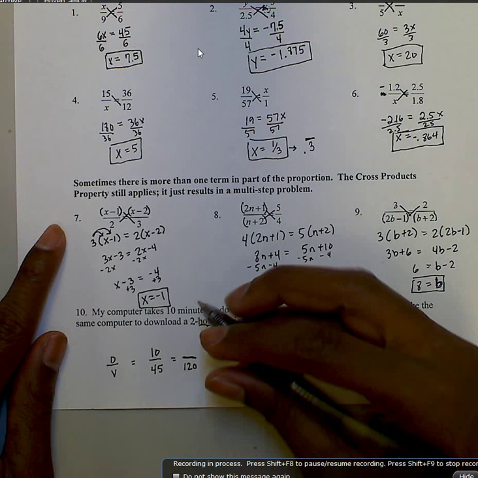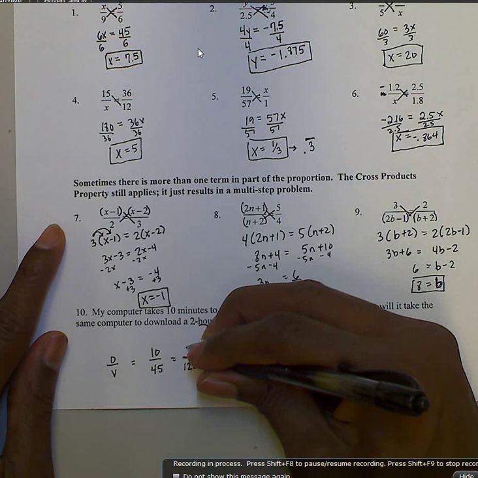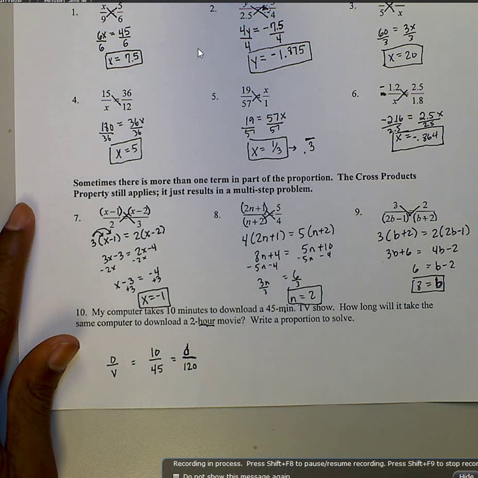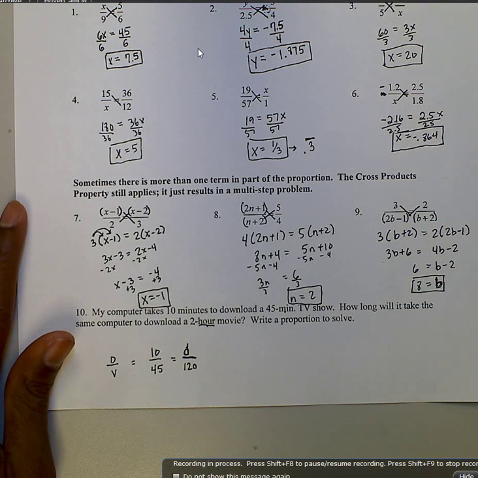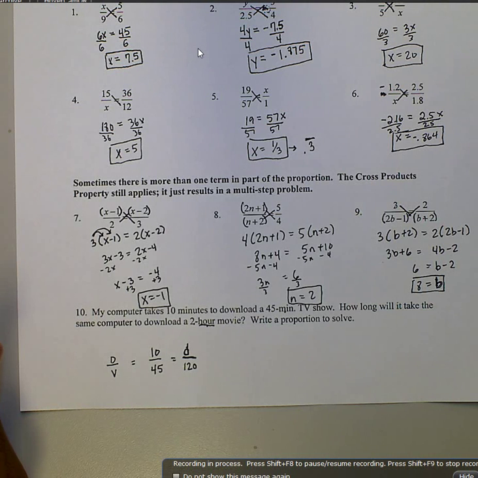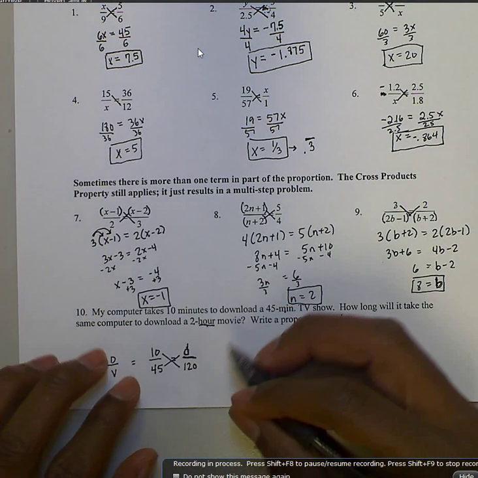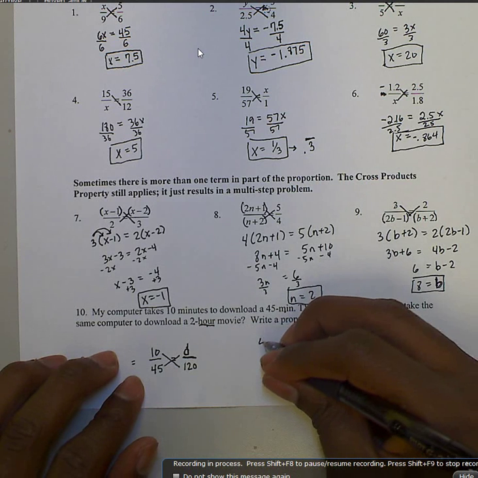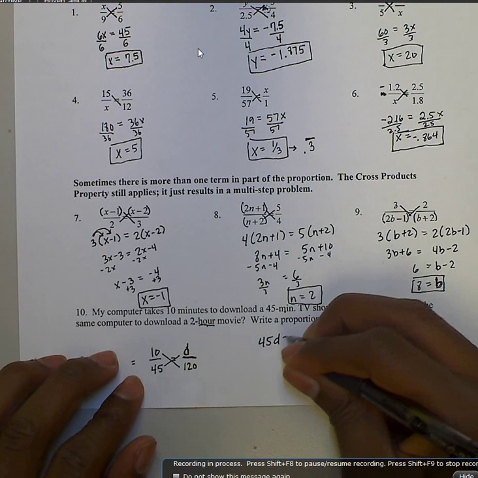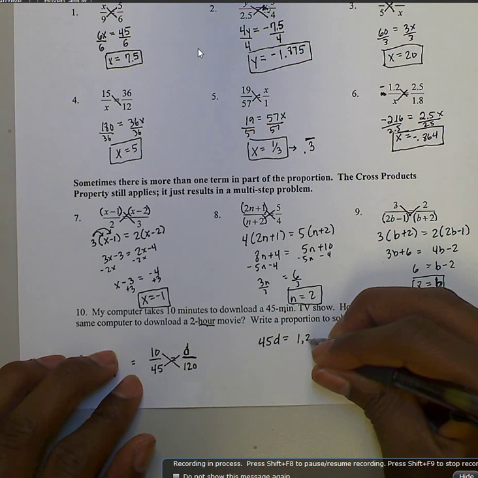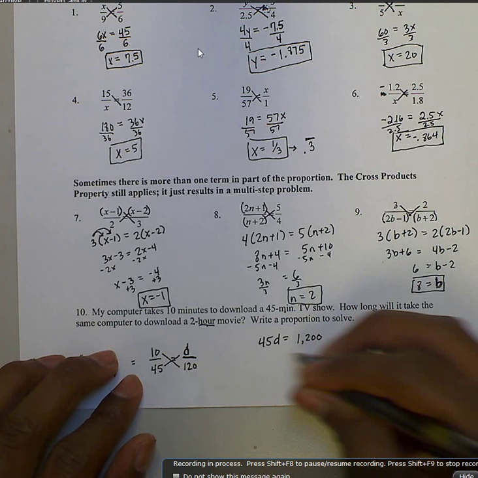We don't know how long it'll take. We don't know the download time, so I'll just put D. Okay, and so we're going to cross multiply here. D times 45 is 45D. 10 times 120 is 1,200. Okay, divide both sides by 45.